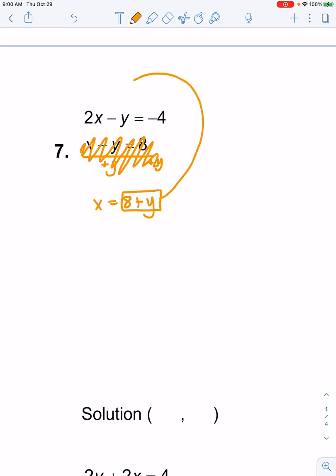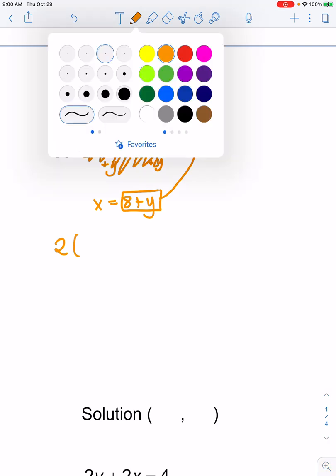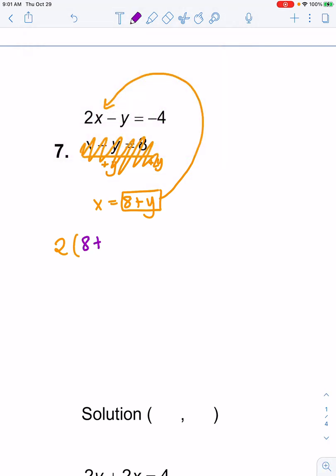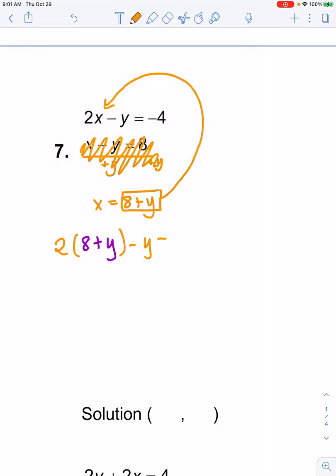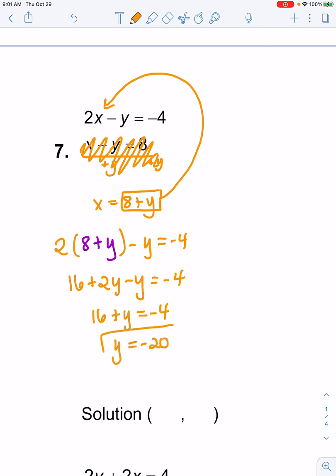So I can go plug that into the other equation. So 2 times, instead of x, I'm going to write 8 plus y. And then I'm able to substitute just like we've been doing. So you'll distribute. You will combine like terms. Move that 16 over, and you get y equals negative 20.